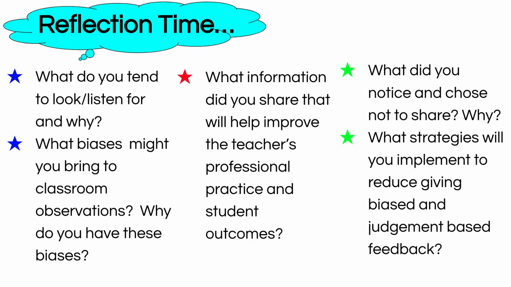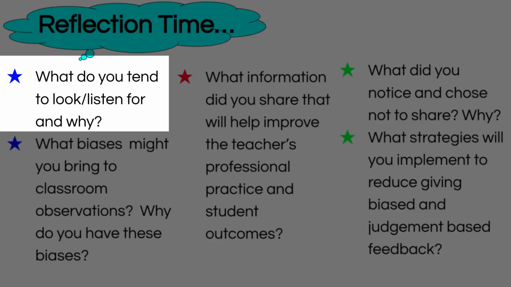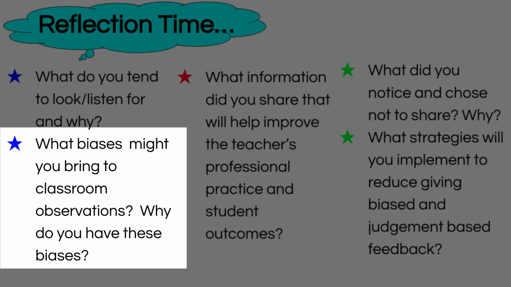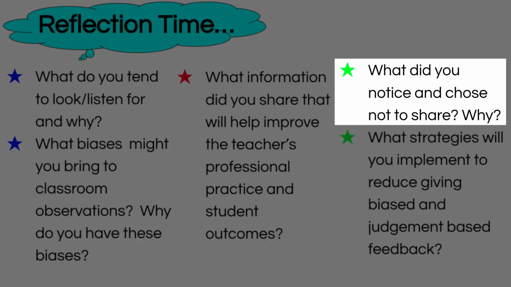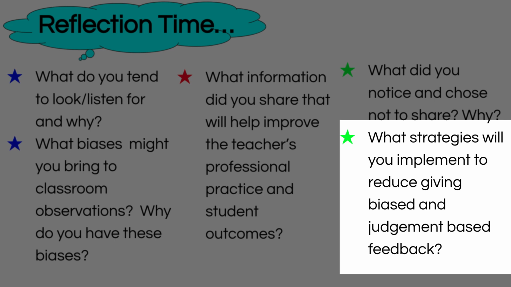So, reflection time. When you observe, what do you tend to look for and listen for, and why? Think about what bias you might bring to the classroom observation. Why do you have these biases? You could think maybe instead of biases, just preferences. What information did you share that will help improve the teacher's professional practice and student outcomes? That's critical. What did you notice and choose not to share, and why? What strategies will you implement to reduce giving bias and judgment-based feedback?